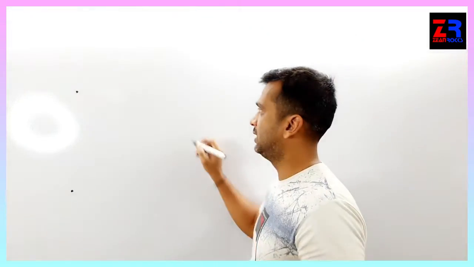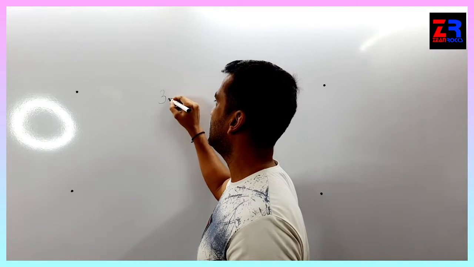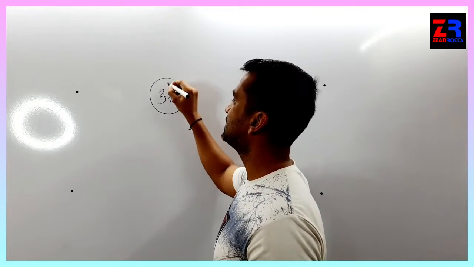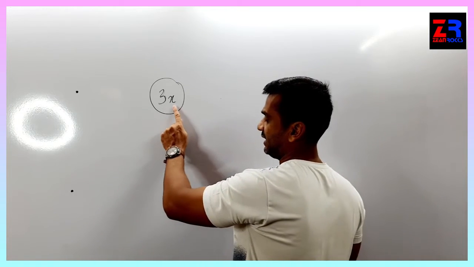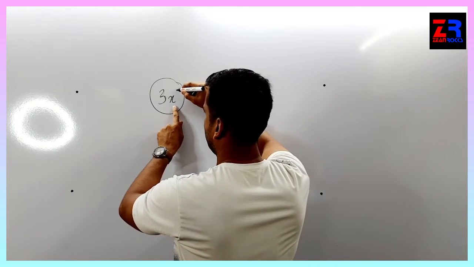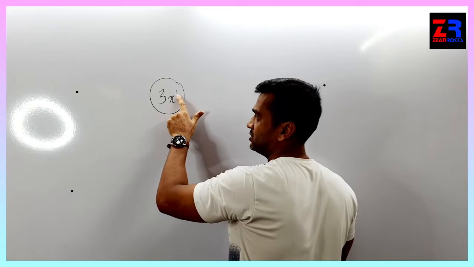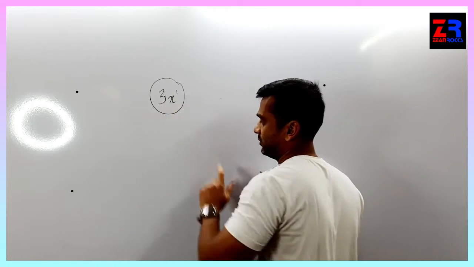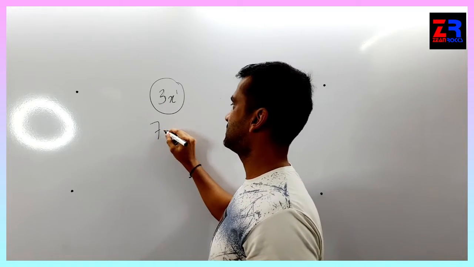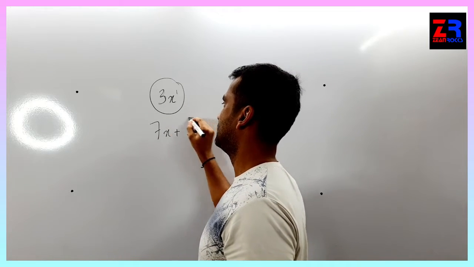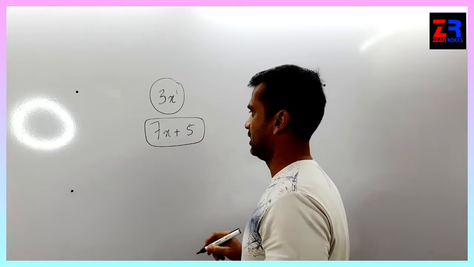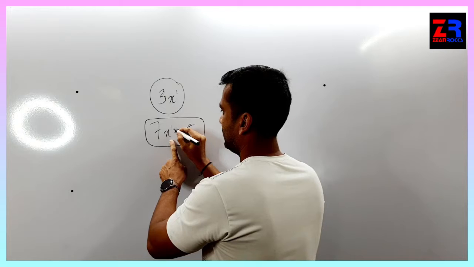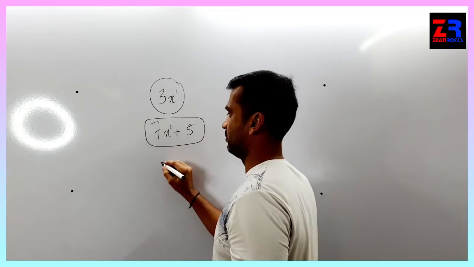For example, this is 3x. 3x is a polynomial. The power of the variable is a positive integer, the positive number 1. So this is a polynomial. For example, 7x plus 5. This is a polynomial. The power of the variable is a positive integer. Right? This is a polynomial.